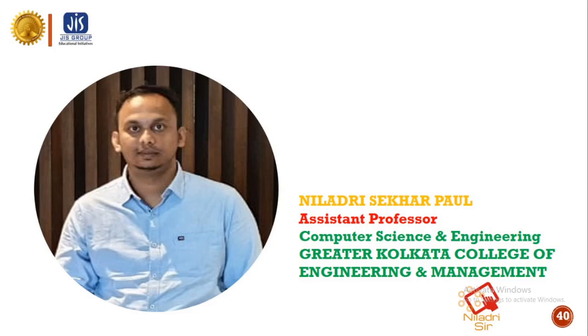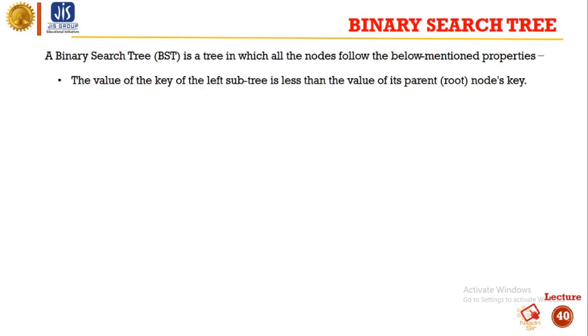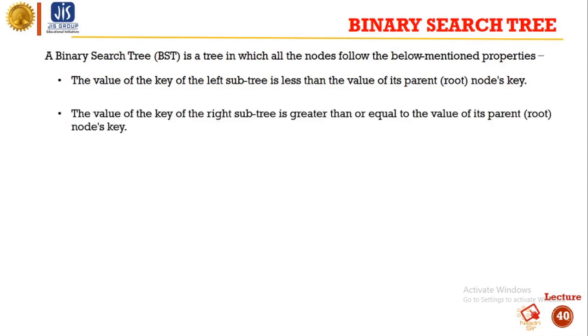So let's start the binary search tree. A binary search tree is basically called BST in short. It is a tree in which all the nodes follow the below mentioned properties. Number 1. The value of the key of the left subtree is less than the value of its parent or root node's key. The value of the key of the right subtree is greater than or equal to the value of its parent or root node's key.